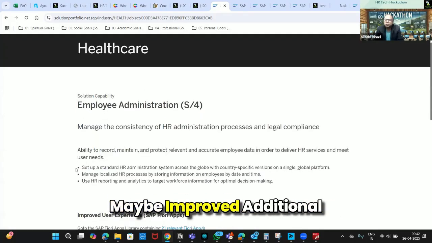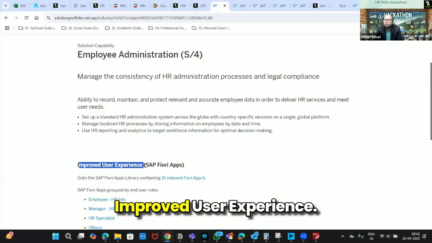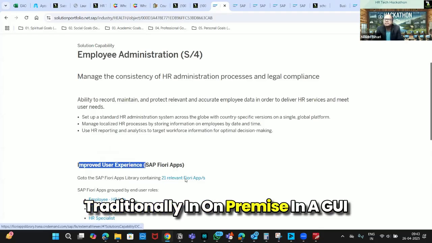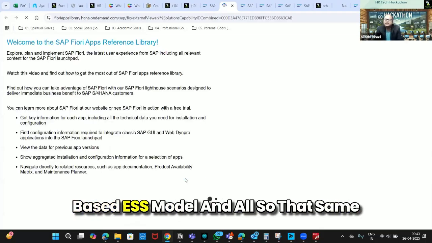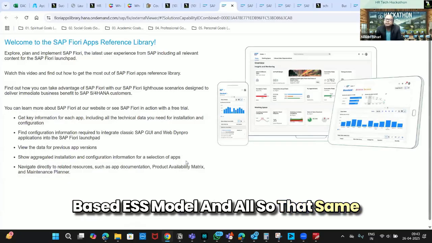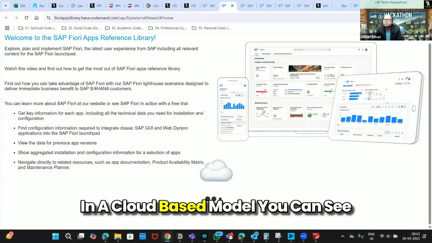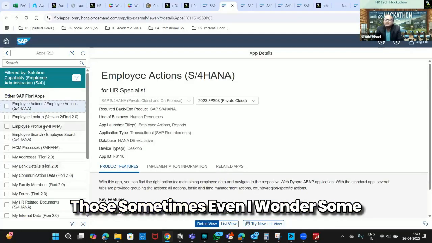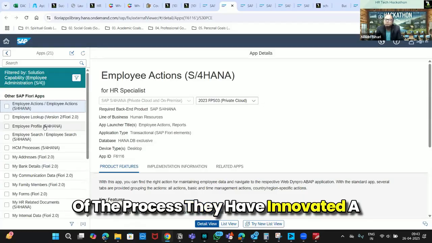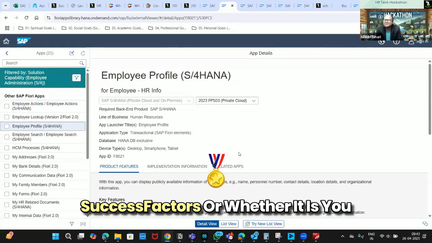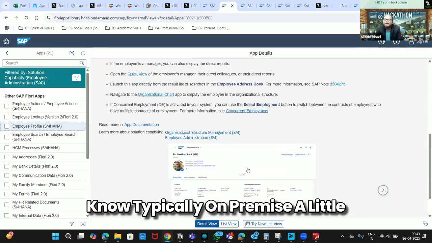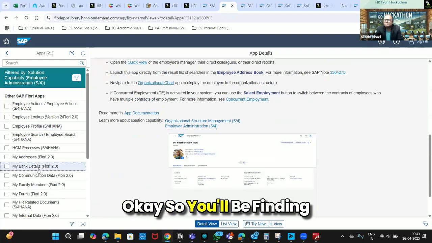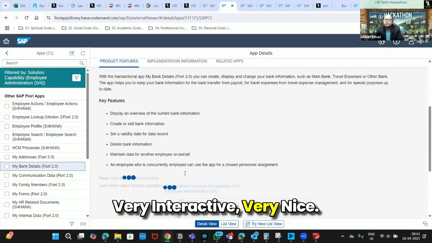Maybe the additional thing you'll be getting here is improved user experience. Whatever you are doing traditionally in an on-premise, GUI-based ESS model, the same things you will be achieving in a cloud-based model. You can see very nicely these are done. Sometimes even I wonder, some of the processes they have innovated a lot. Whether it is SuccessFactors or on-premise, which is a little bit difficult to understand, you'll be finding it very interactive, very nice.